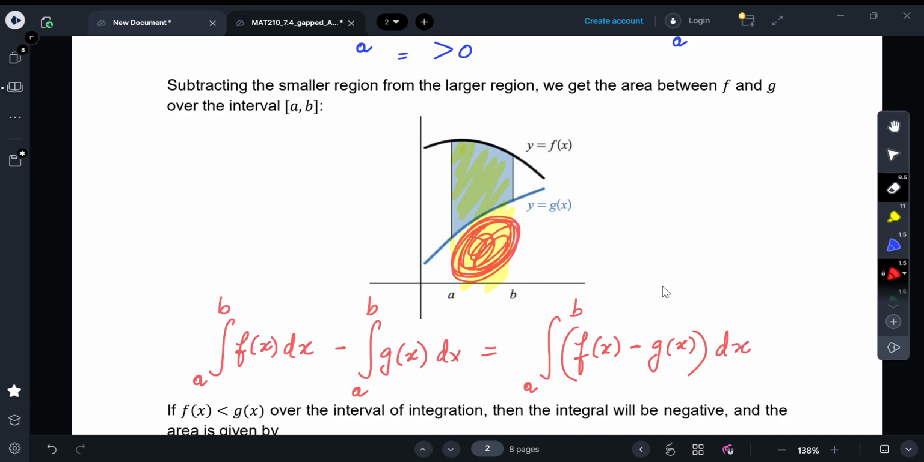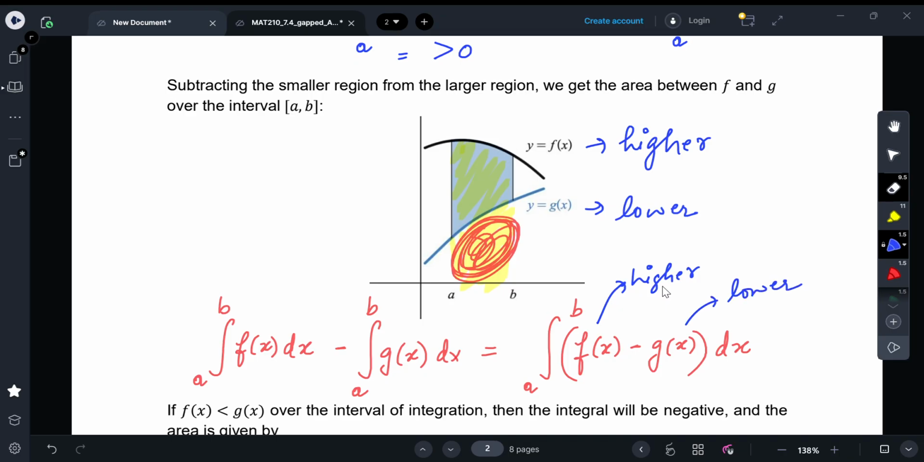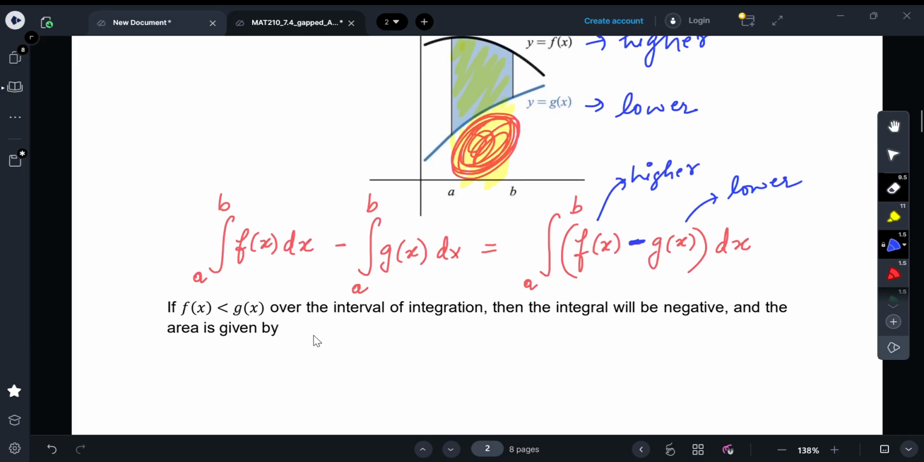Now, this is a pretty straightforward and intuitive concept, but there is one very important thing here: the function f should be higher than the function g, right? The higher function comes first, the lower function comes after. And then you subtract them because technically you're subtracting the area under the lower curve to get the area between. If f of x is less than g of x over the interval of integration, then the integral will be negative.